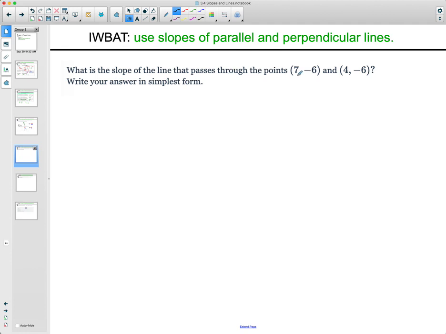What's the slope of a line that passes through the points (7, -6) and (4, -6)? Write your answer in simplest form. Anytime there's just ordered pairs and there's no graph given, I like to write them into the table. So I'll put 7, -6 on the top and 4, -6 on the bottom. Then we're going to do our rise and our run. Looking at how far it changes for the y's: how far is it from -6 to -6? Well, that didn't change at all, so that's a 0. How far is it from 7 to 4? That one is down 3.